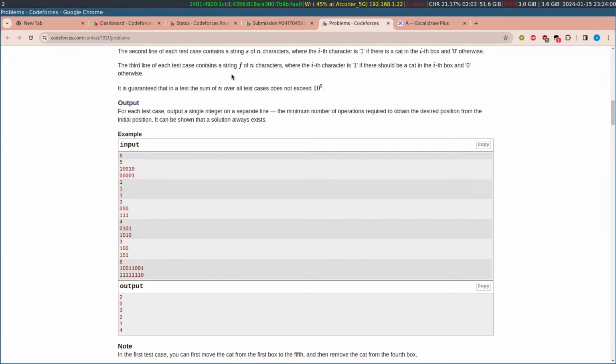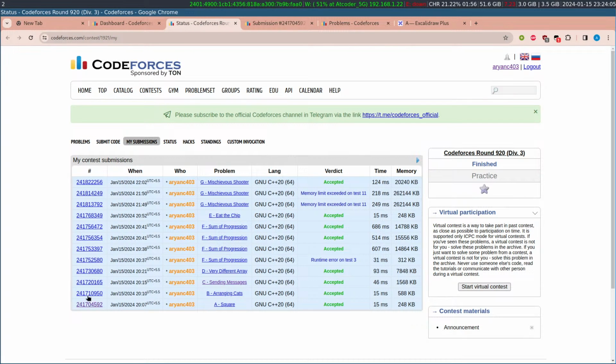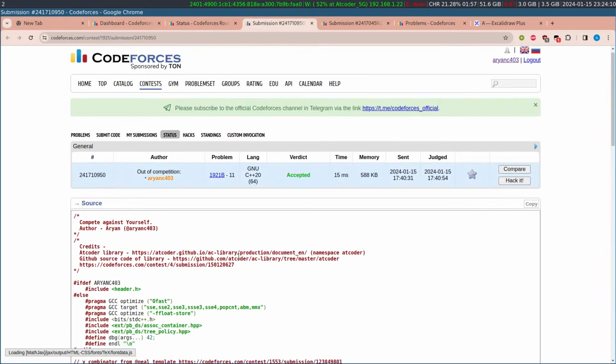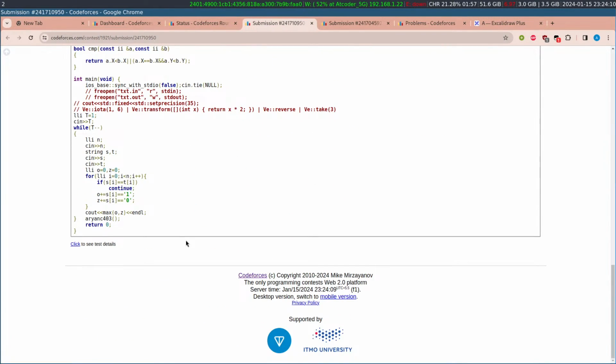So jumping onto the code for this one. I take first s and t as input. If both the indexes are equal, we don't have to do anything over there. Otherwise, I count the number of indexes where si is 1 and the number of indexes where si is 0. Those are my corresponding x and y. And then we have to print the maximum of both of them. Any questions on this one before I move on to the next problem?